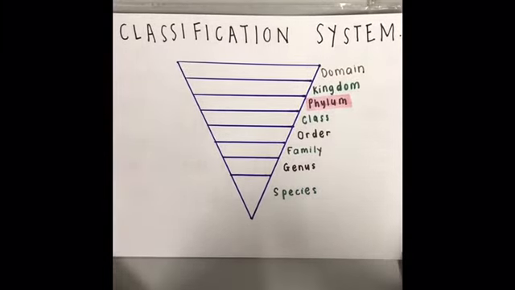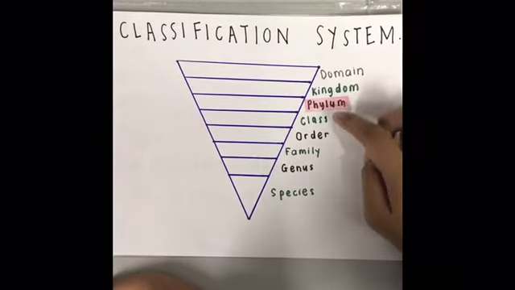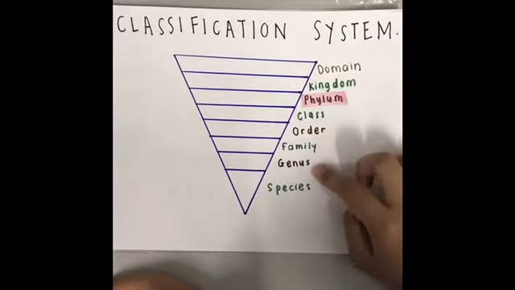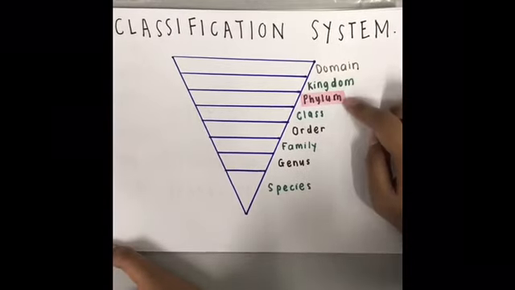Today we are going to talk about Ciliophora, phylum Ciliophora. But before that, I'm going to show you the classification system first. The classification system consists of domain, kingdom, phylum, class, order, family, genus and species. But today I am going to focus more on phylum.